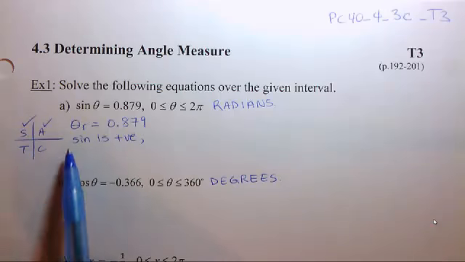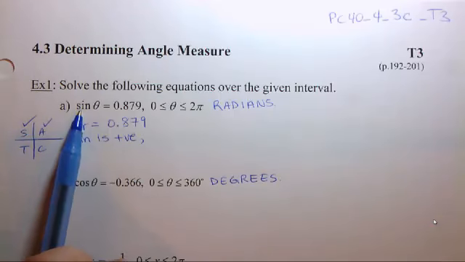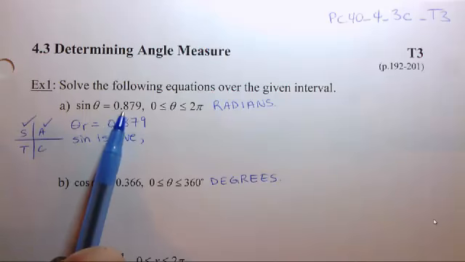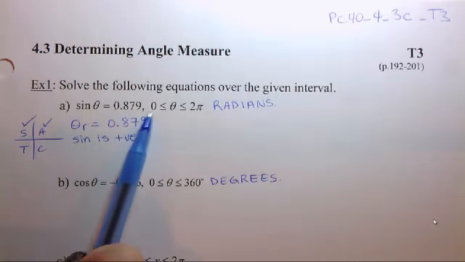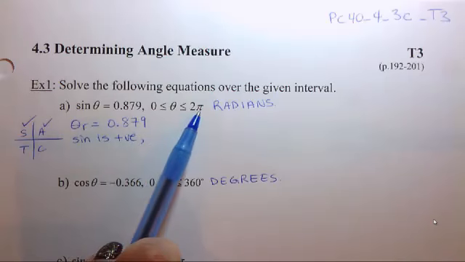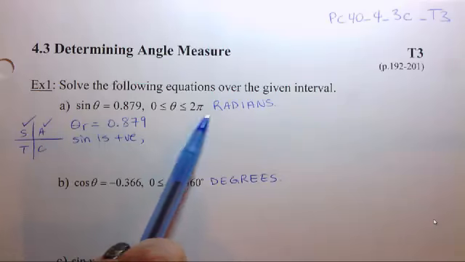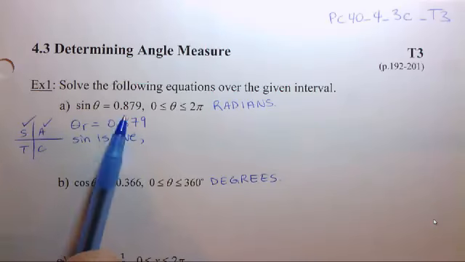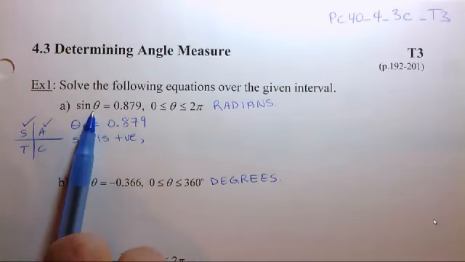Okay, now here we are given sine theta is equal to 0.879. You want to look at the domain that they give you here. This means that your answer is going to be in radians, or you want your angle measure in radians.